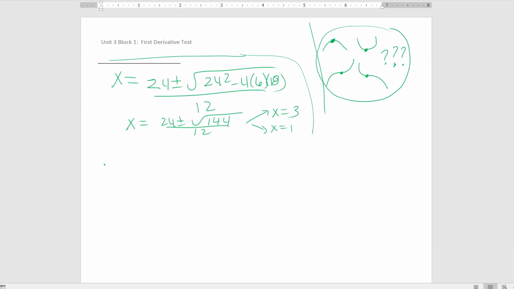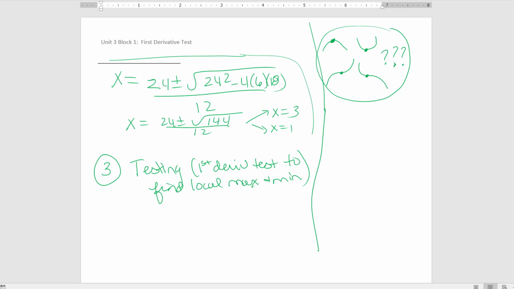So step 3 is testing. We're using the first derivative test to find local max and min. That tells me we're going to draw a line and put our critical points in order on that real number line. This real number line extends left to right with arrows on the end to indicate that the domain of f exists everywhere left to right. I now put x equals 1 on the number line, and to the right, x equals 3. Those are my two critical points.